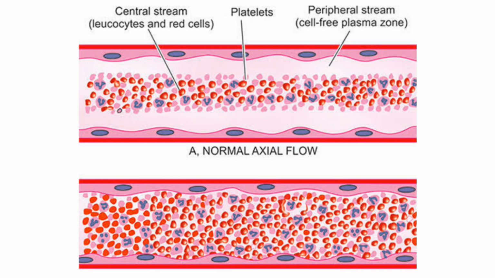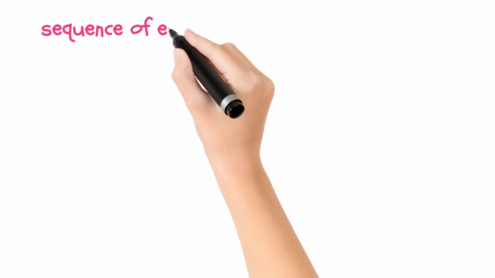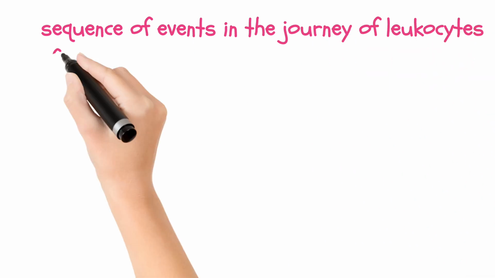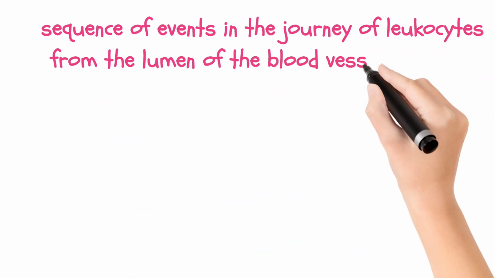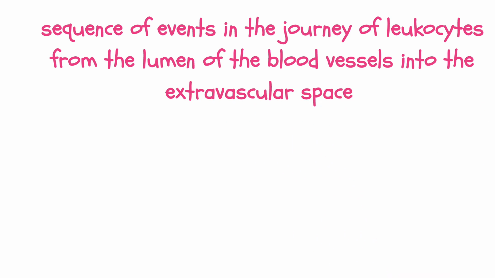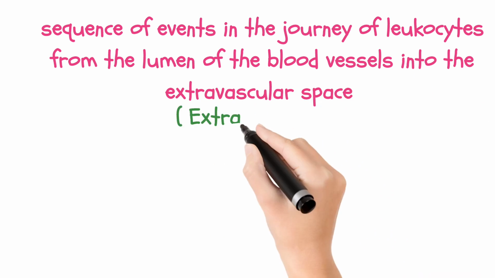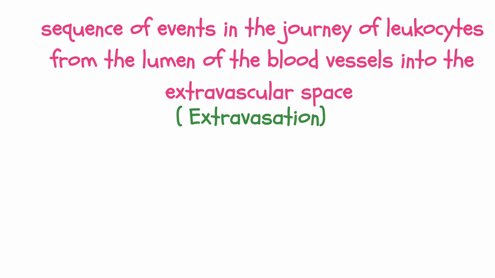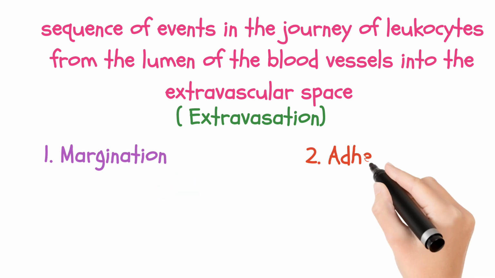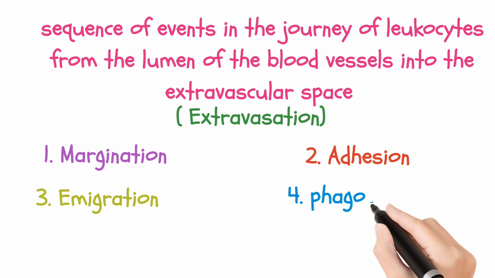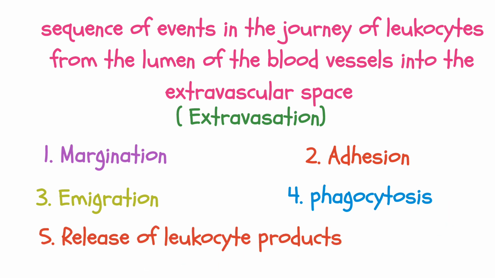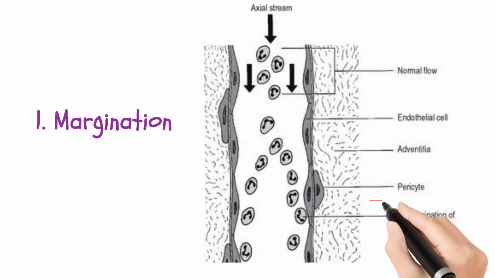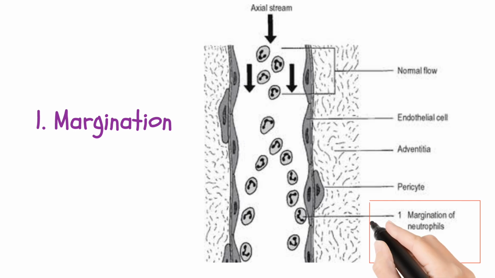So now I'll be talking about the sequence of events in the journey of leukocytes from the lumen of the blood vessels into the extravascular space. This is also called extravasation. And these events can be divided into margination, adhesion, emigration, phagocytosis, and release of leukocyte products. So we'll look at these events one after the other. The first one here is margination. During margination, the leukocytes accumulate at the periphery of the vessel.